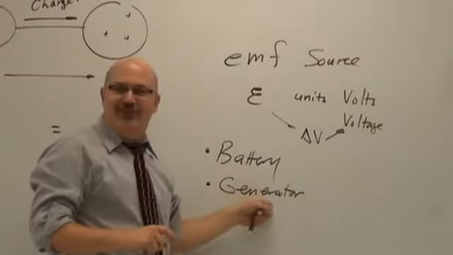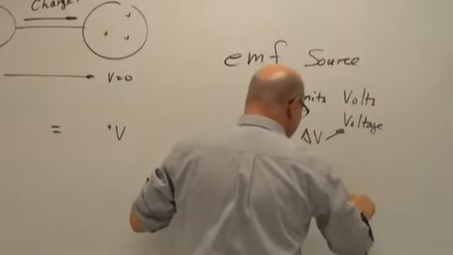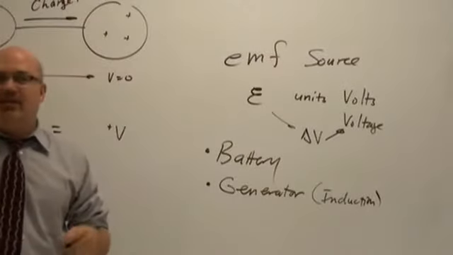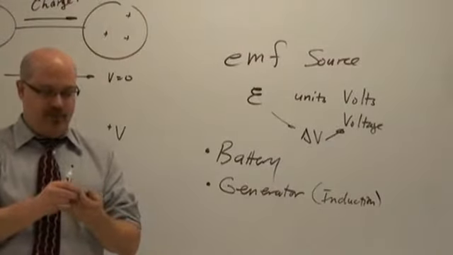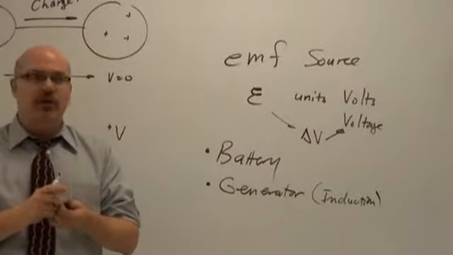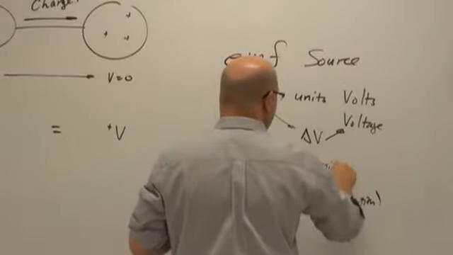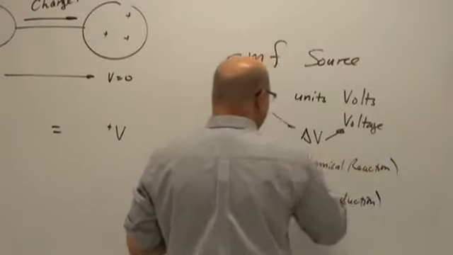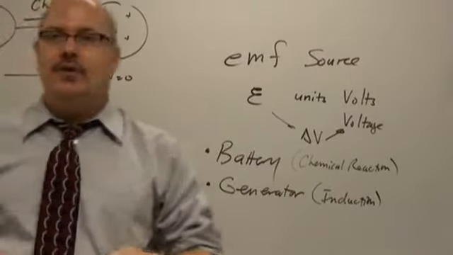All right, so all these are generators. These all work by induction. Batteries, on the other hand, are not a generator. So how does a battery work? A chemical reaction. That chemical reaction spins magnets. Has a little magnet inside. Stick it to your refrigerator. Okay, a battery works by a chemical reaction.